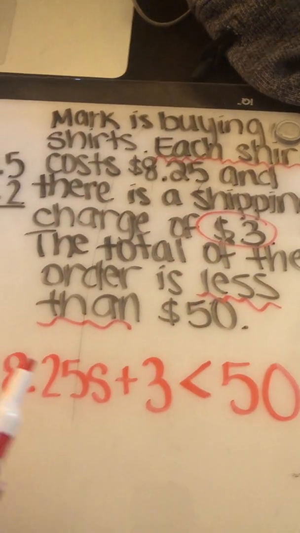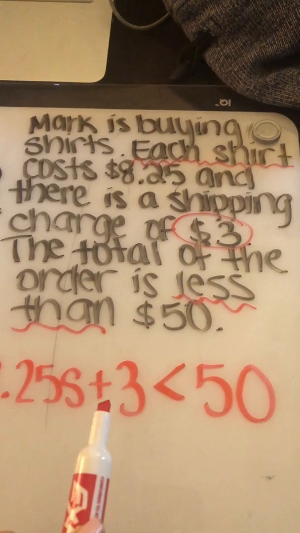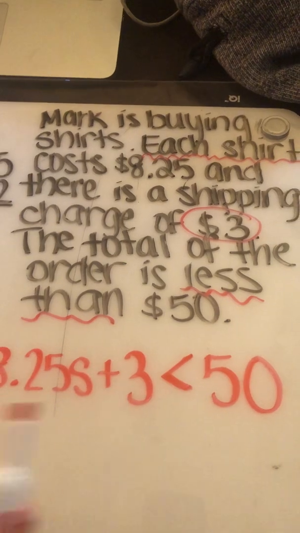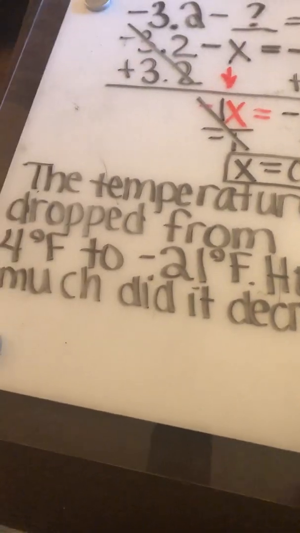Remember, the word each indicates multiplication. That number should be with the variable. A shipping charge is a one-time fee. It's just added to the order once without any other variable. Okay? All right. The third question looks something like this.